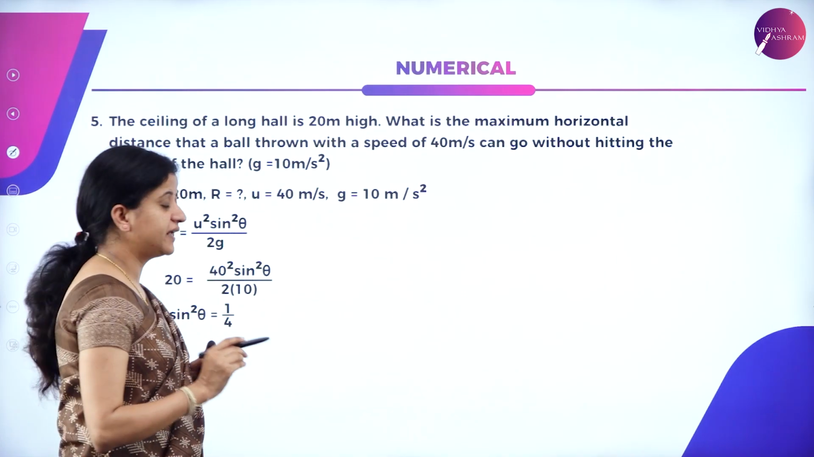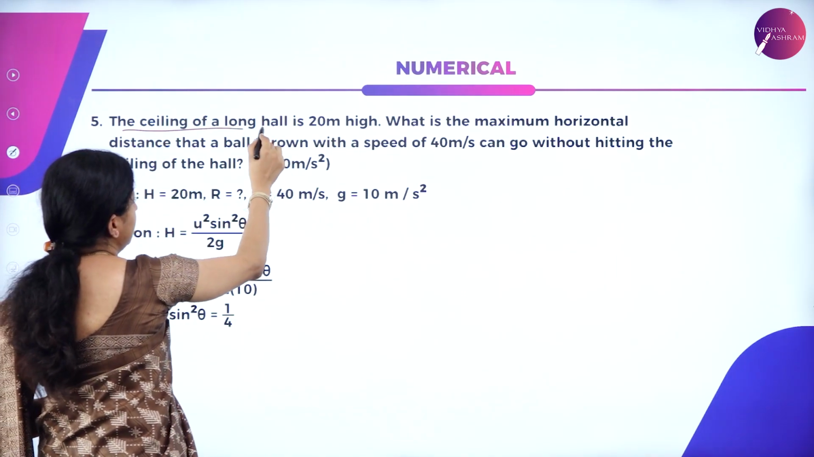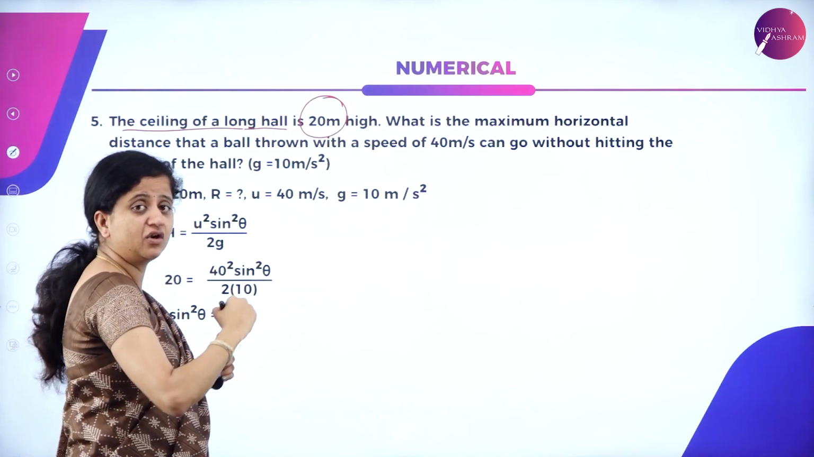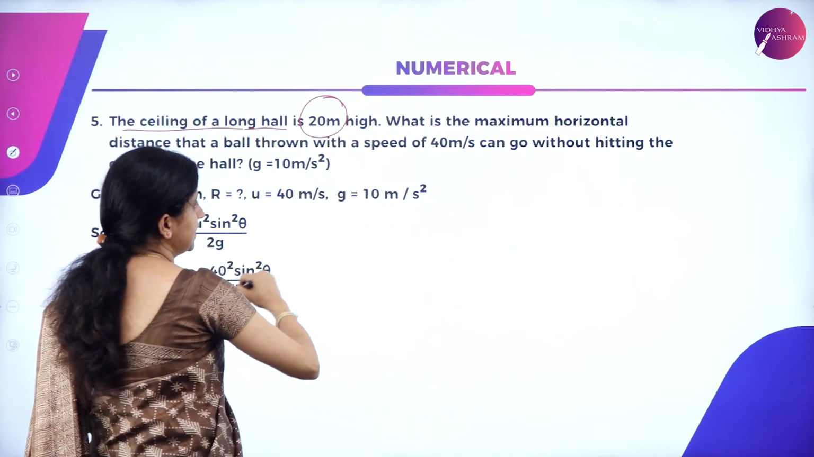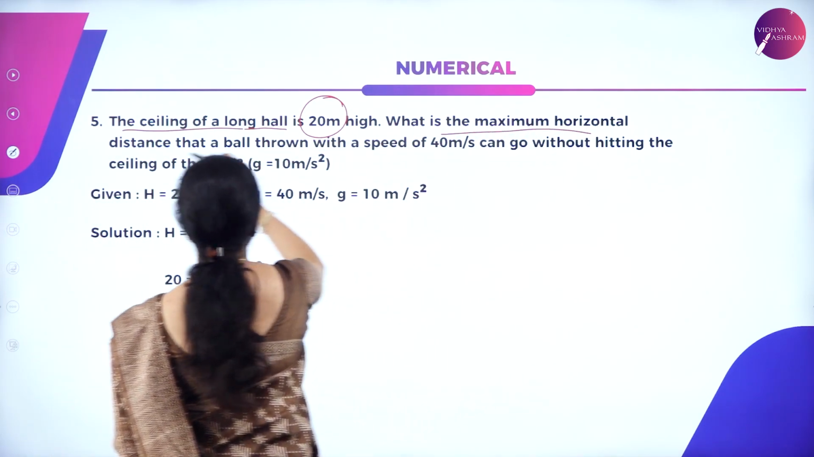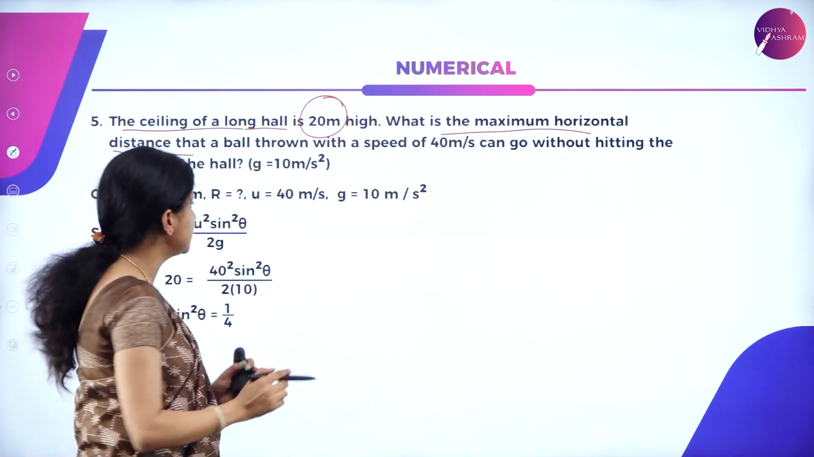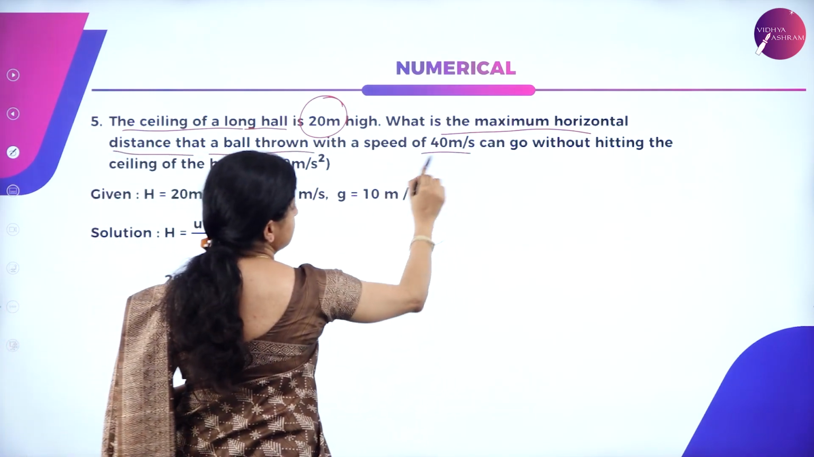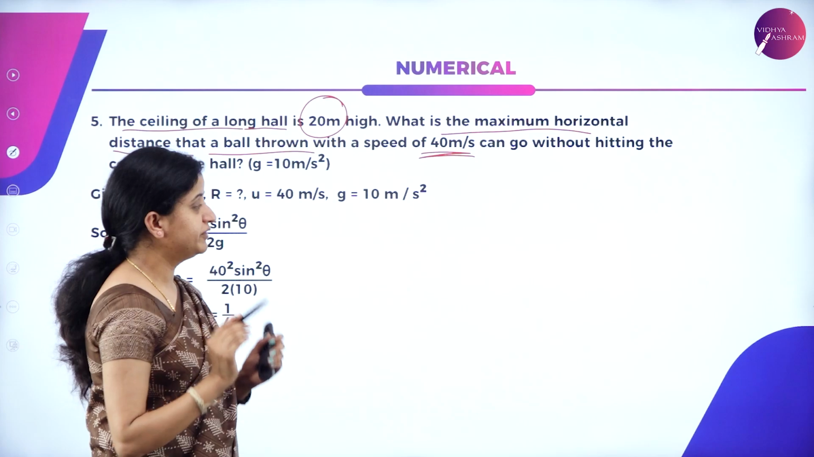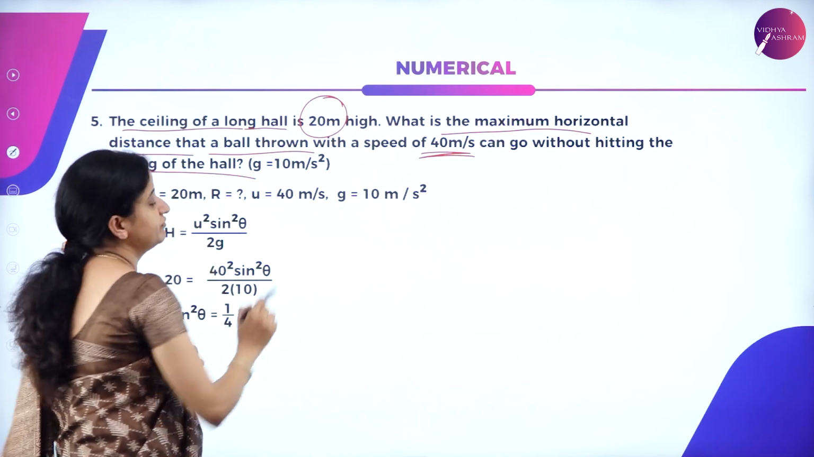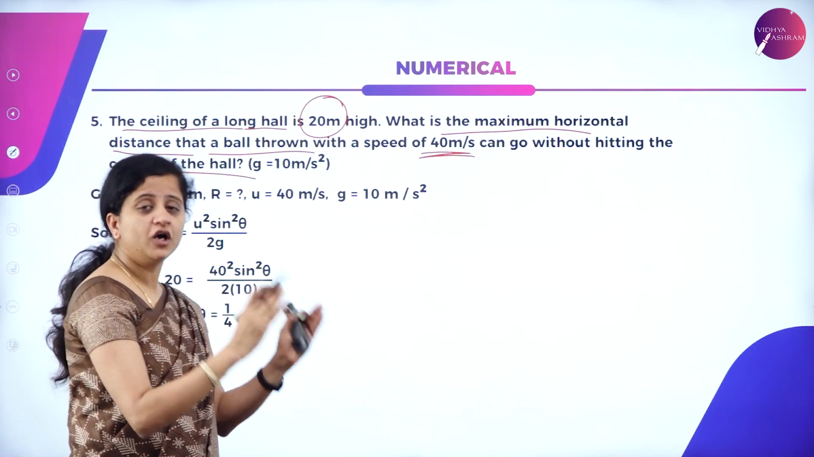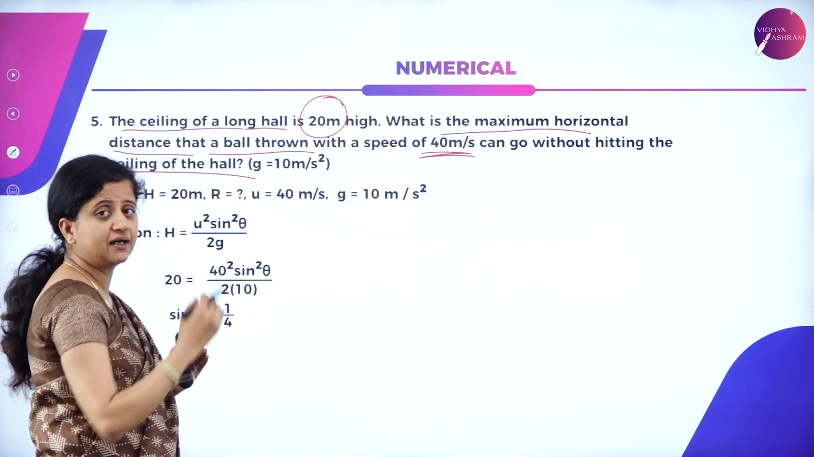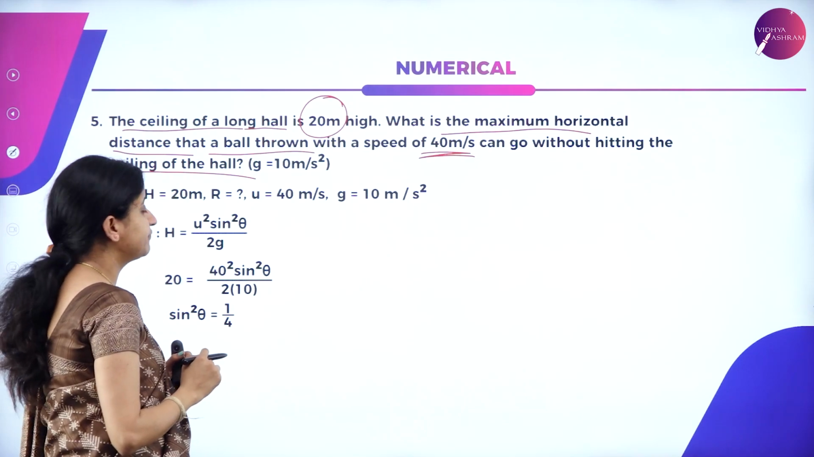Let us now move on to the next question. The ceiling of a long hall is 20 meter high. What is the maximum horizontal distance, means the range, that a ball thrown with a speed of 40 meter per second can go without hitting the ceiling of the hall? Means up to what range the ball can travel inside the hall without hitting the ceiling, that is what we have to find out.